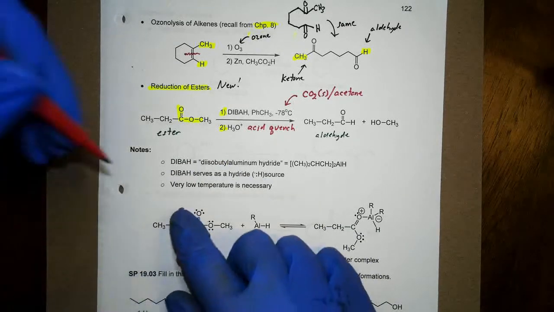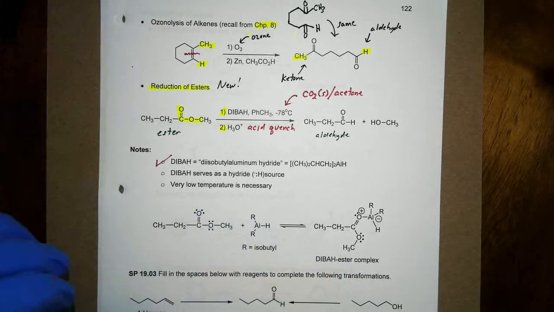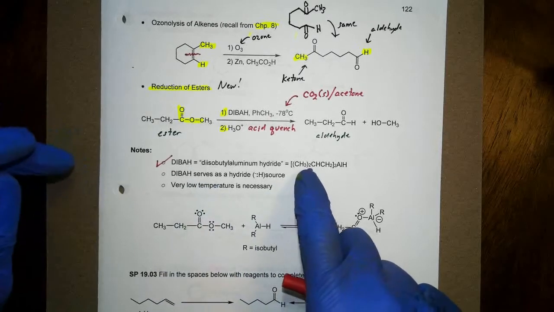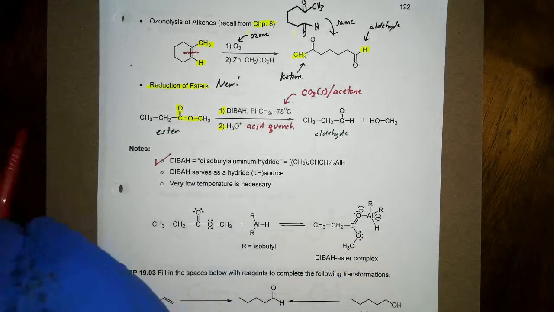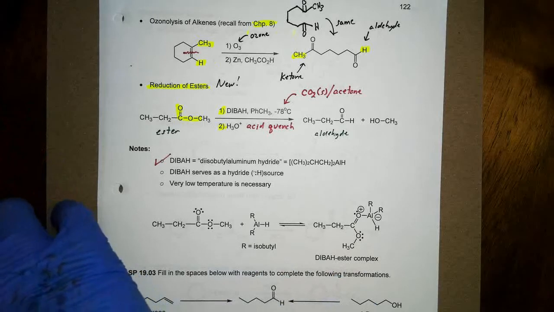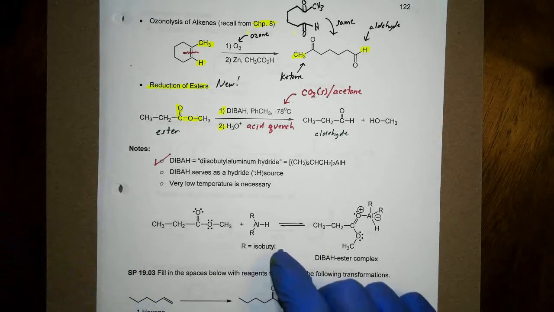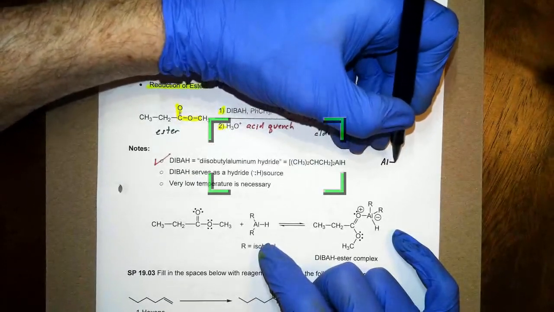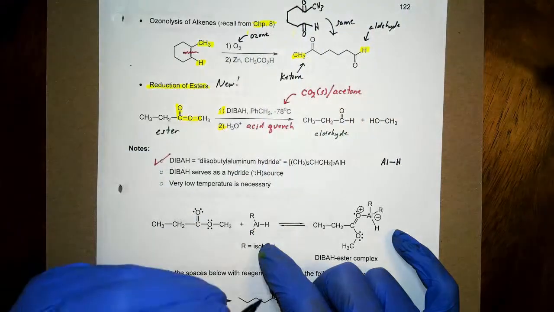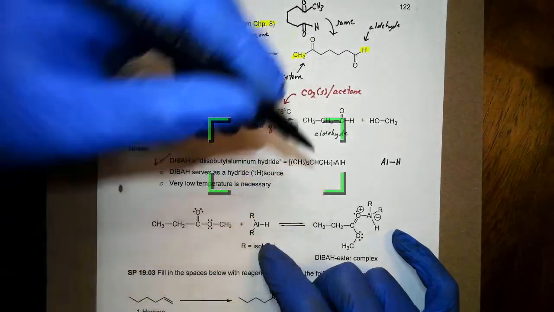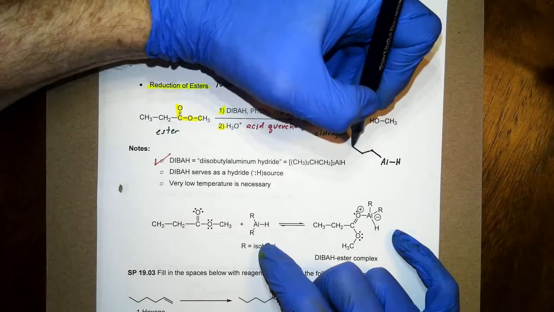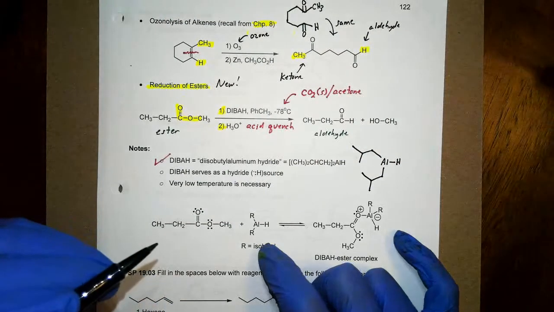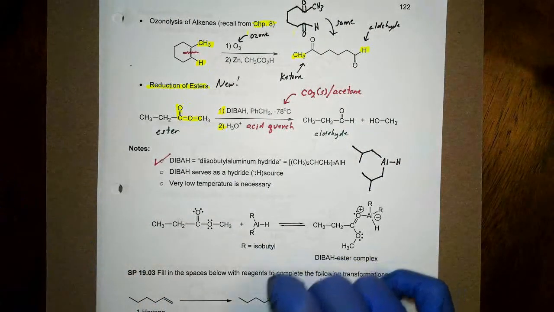First off, DIBA is an acronym. Notice it's all capital letters for diisobutyl aluminum hydride. Okay? And here I have it in condensed form. Now, if you're interested in what that structure looks like, you could draw it out. What we have here in effect is an aluminum atom with a hydrogen, and we have two isobutyl groups. So I'm going to go ahead and sketch those in. So that would be the structure of diisobutyl aluminum hydride.